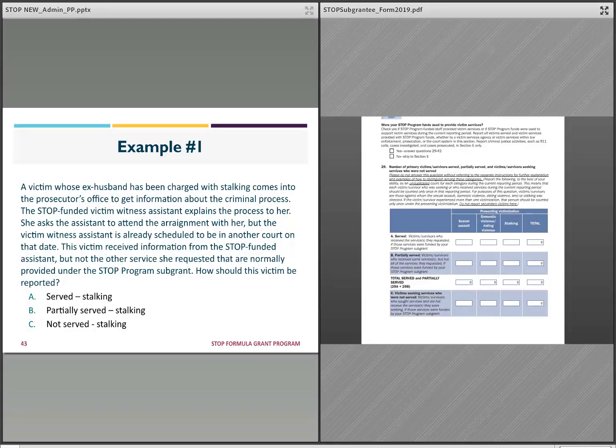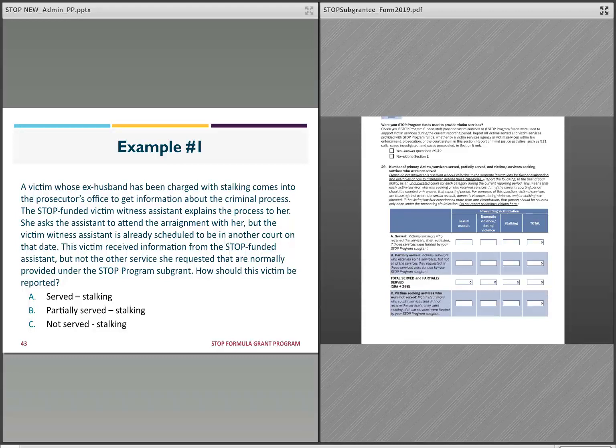We have some examples to help clarify this. If a victim whose ex-husband has been charged with stalking comes into the prosecutor's office to get information about the criminal process, and the STOP-funded victim assistant explains the process to her, she then asks the assistant to attend the arraignment with her, but the victim witness assistant is already scheduled to be in another court on that date. This victim received information from the STOP-funded assistant, but not the other service she requested that is normally provided under the STOP program subgrant. How should this victim be reported?